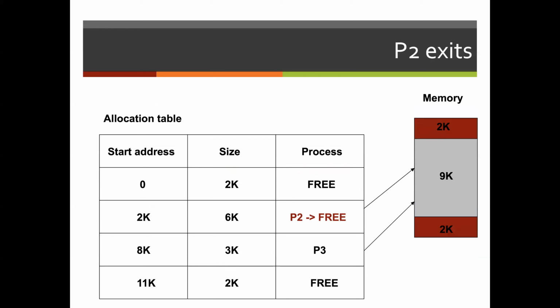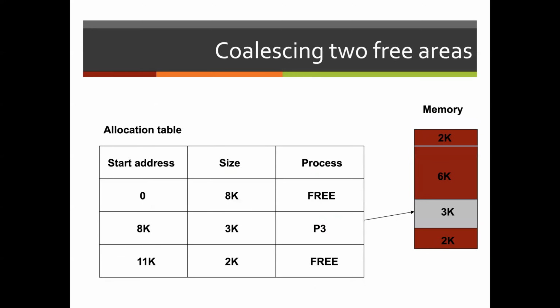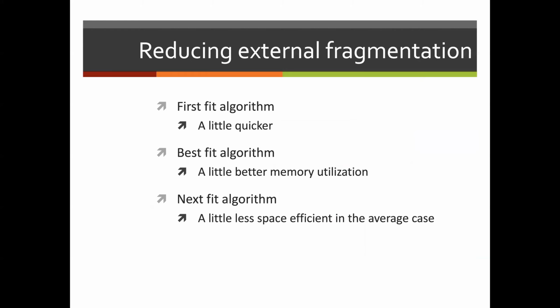But let's consider that P2 exits. So in this case now, we have 2K partition and then 6K free, but really that just becomes 8K. And so now the process would be able to execute. And so what are some ways to reduce external fragmentation? There are various algorithms that can be used. You can have a first fit algorithm, best fit algorithm, and next fit algorithm. For the majority of cases, there are variations in the algorithms, but they all will work well for generalized cases, but there sometimes can be specific cases in which the algorithms might not perform the same.